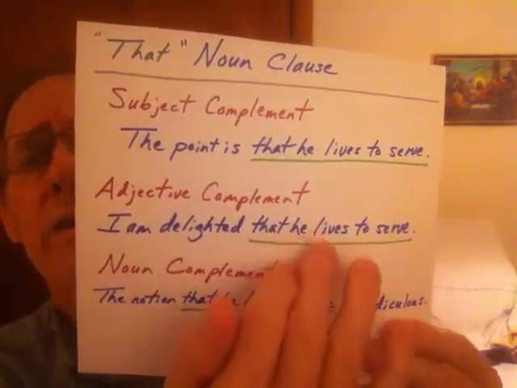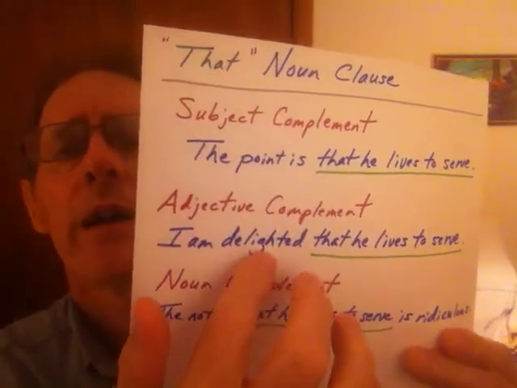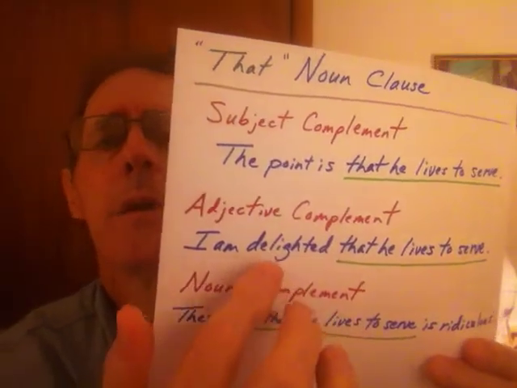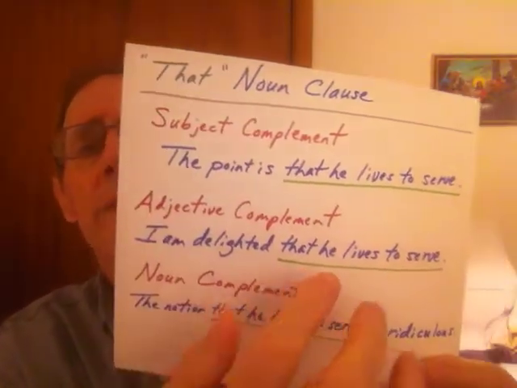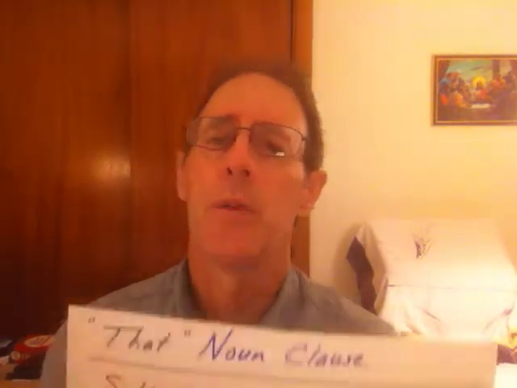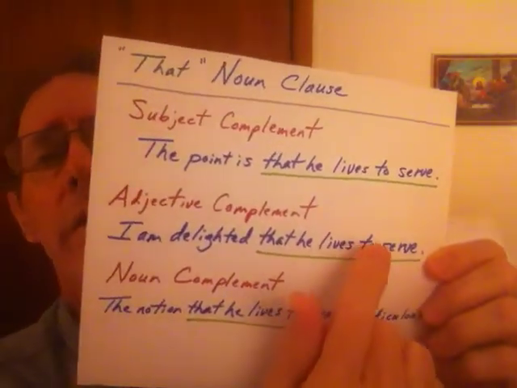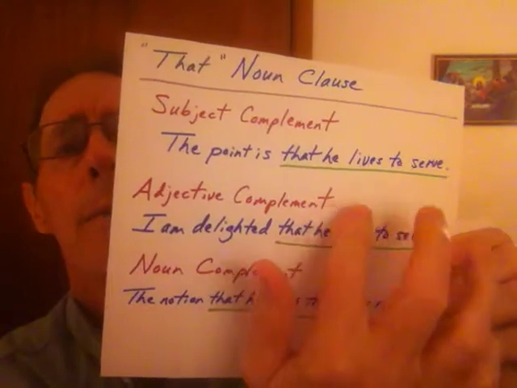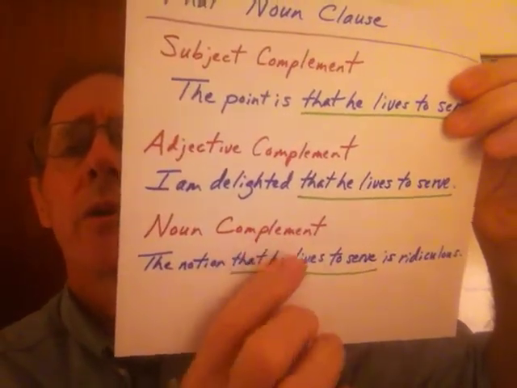Now, the noun clause is modifying the word delighted. But you see the clause itself, even though they say, oh yeah, I know that, that's an adjective complement, the clause itself is adverbial. It's adverbial in nature. We'll talk about that later. But the point is, you see here another instance of that same noun clause functioning as a different part of the sentence. Then you have noun complement, which is also controversial.